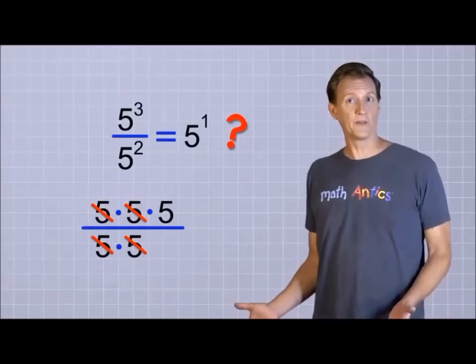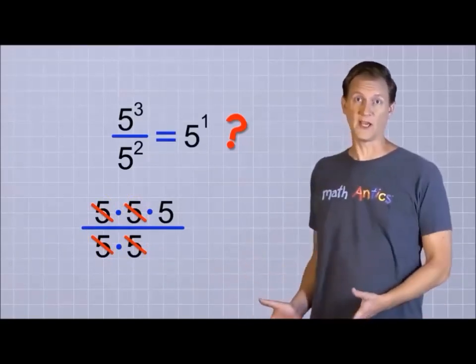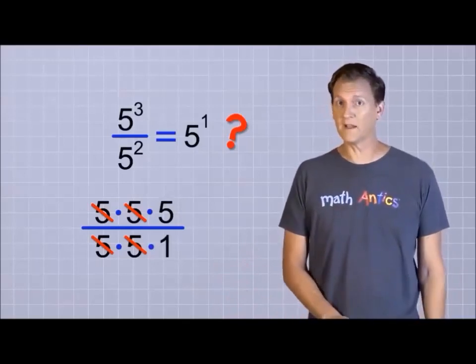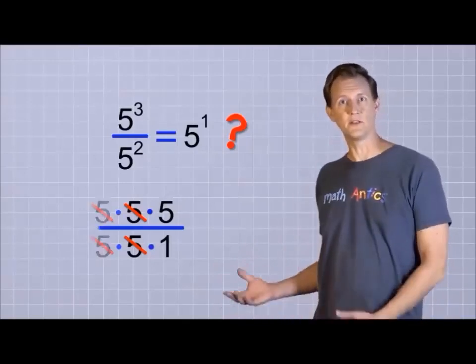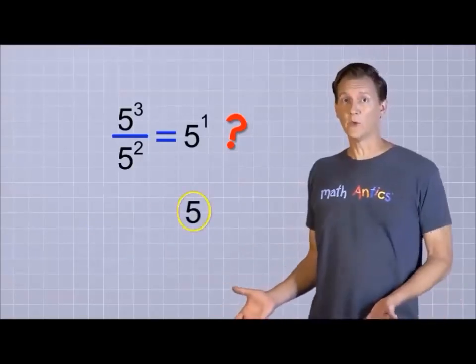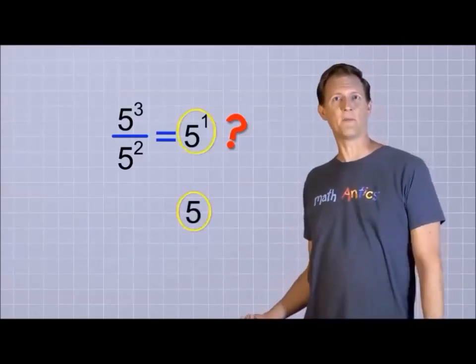And what do we end up with? Well, all the factors on the bottom canceled out, which leaves 1 since there's always a factor of 1. And there's only one 5 left on the top. So our expression simplified to 5 over 1, or just 5. Following our law, we got a simplified version of 5 to the first power, which is also just 5. So it really did work.